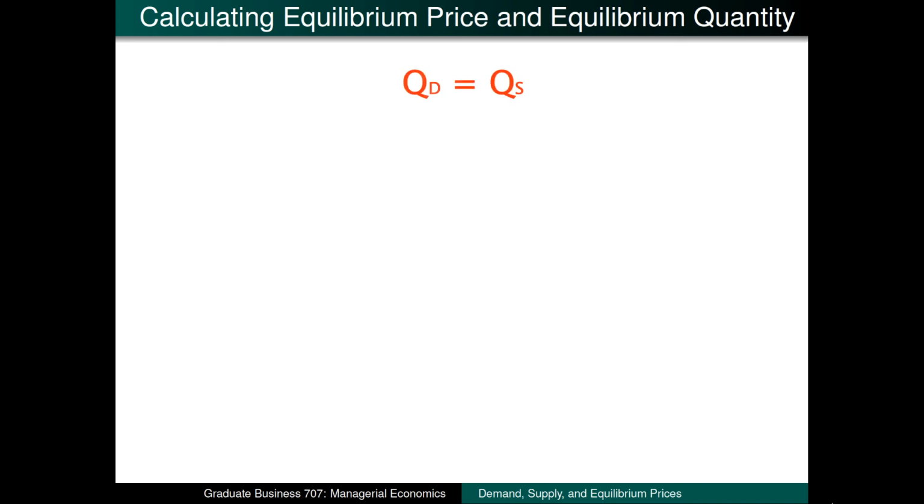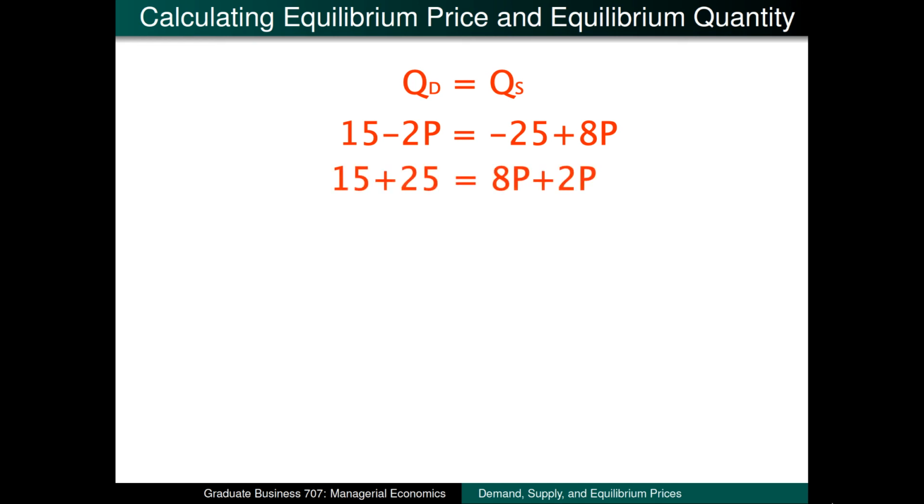Well, by setting the demand function equal to the supply function, we get 15 minus 2p is equal to negative 25 plus 8p. Moving the negative 25 to the left-hand side and the negative 2p to the right-hand side, we then get 40 equals 10p. Solving for p, we get that the equilibrium price is 40 divided by 10, which is $4.